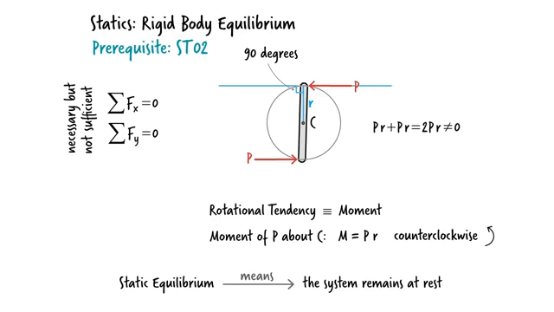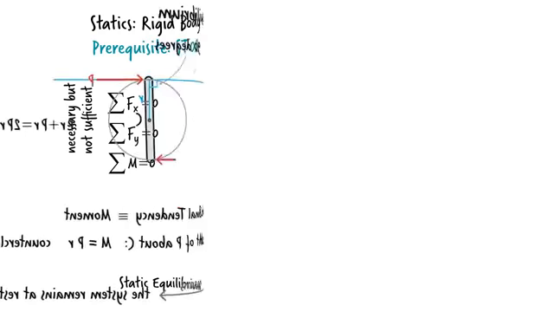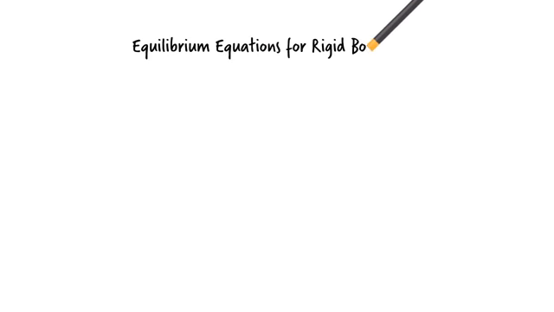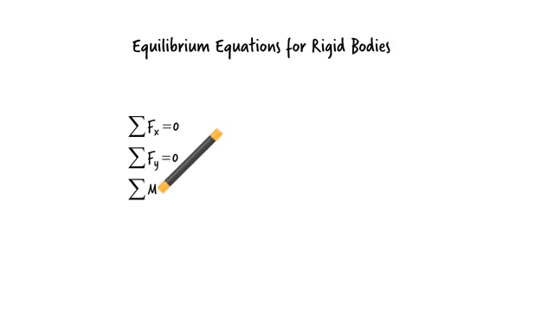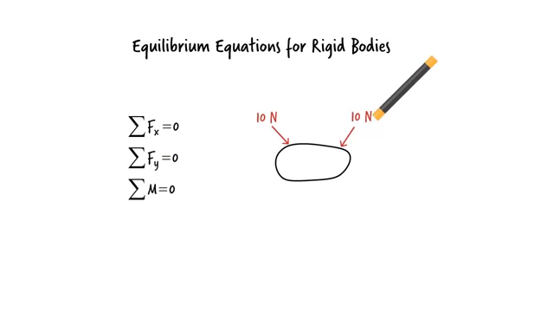For the rigid body not to rotate, for it to remain in the state of static equilibrium, the net moment about point C, or about any other point in the two-dimensional space, must be zero. Thus, our third equilibrium equation can be written as. We can use these equations in two ways. They can be used to determine if a given set of forces place the rigid body in a state of equilibrium.